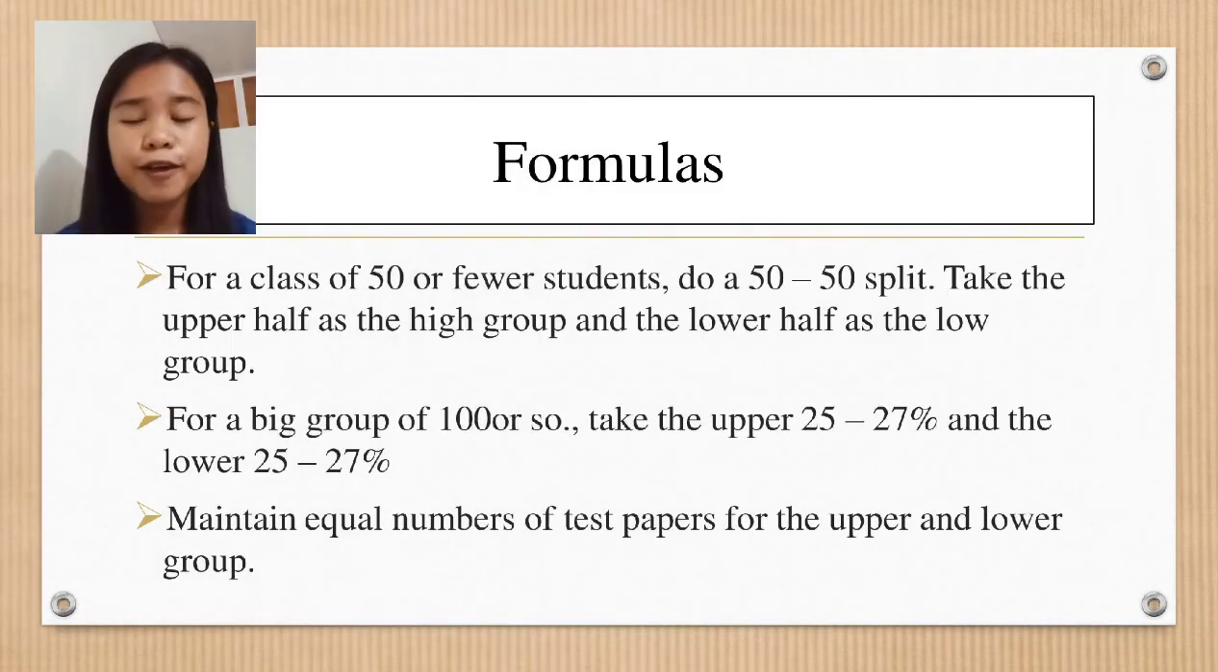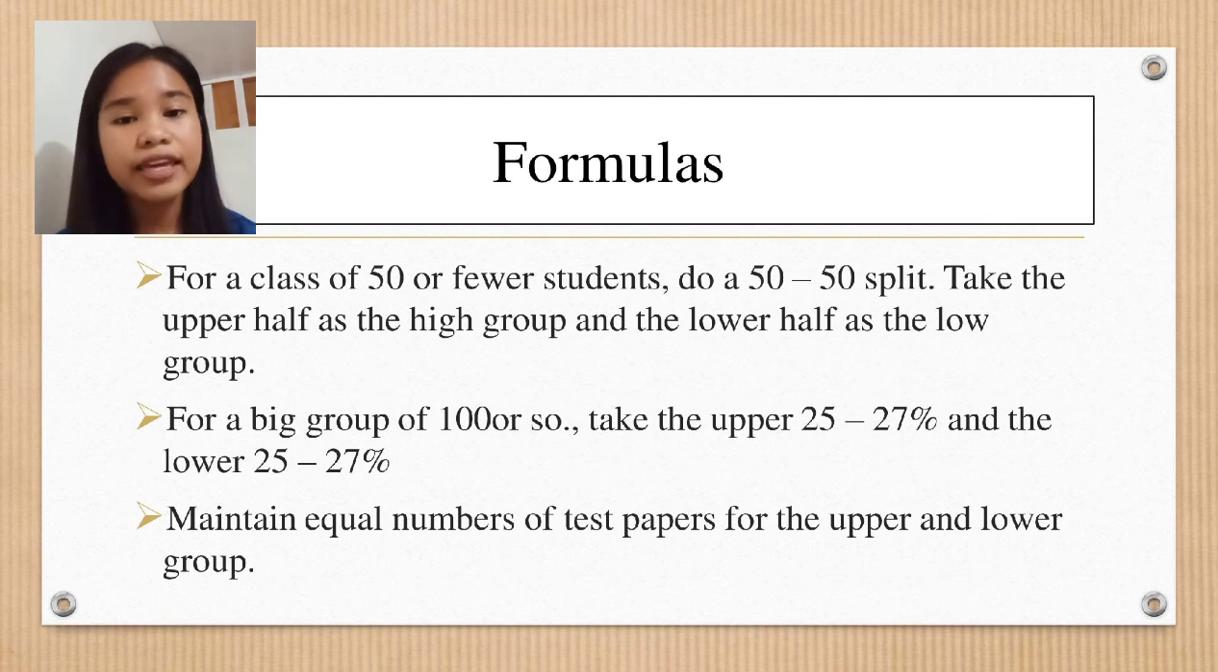For a class of 50 or fewer students, do a 50-50 split. Take the higher half as the high group and the lower half as the low group. For a big group of 100 or so, take the upper 25 to 27% and the lower 25 to 27%. Maintain equal numbers of test papers for the upper and lower groups.